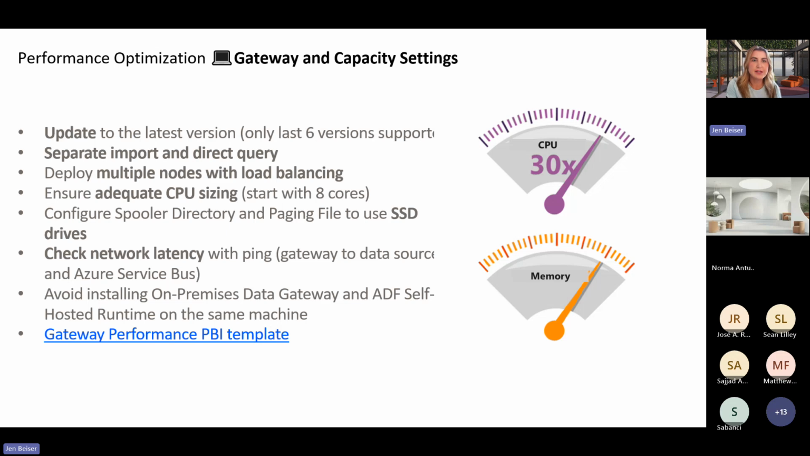And there's a couple other tips there that are important. Definitely don't have your on-premise data gateway and your Azure Data Factory self-hosted runtime on the same machine. Those should be separate. By default, the gateway does log metrics, and there is a Power BI template I'm linking to in this slide that you can download to get a lot of insights into the gateway performance.